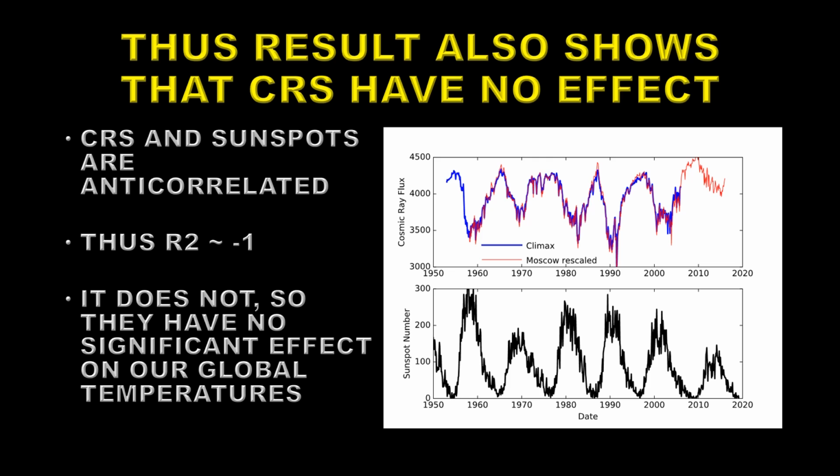This same result rules out galactic cosmic rays as well. They are anti-correlated with the sunspot number, so thus their R squared should be -1, but it wasn't. It was a very, very low number, 0.00009. So it is not correlated, so they have no significant effect on our global temperatures.